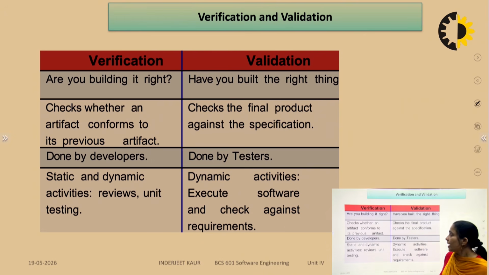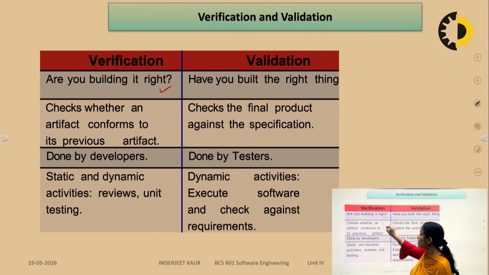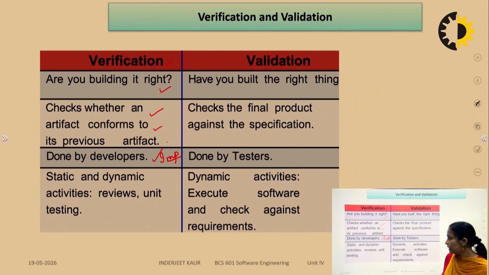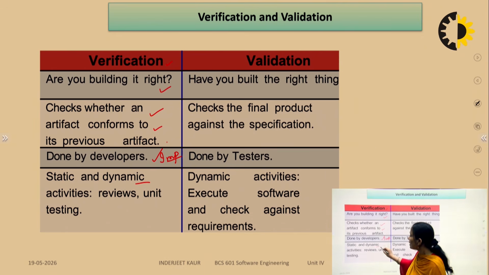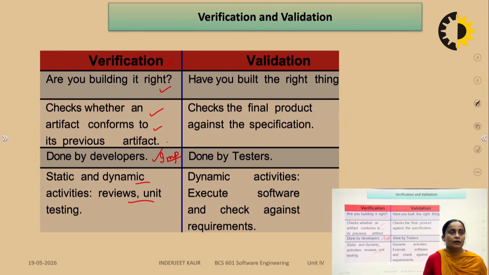As I said, verification asks: are we building it right? We are checking whether an artifact conforms to its previous version, and it is done by the developer. The most important point: who is doing the verification? It is done by the developers. There are various static and dynamic activities, as we discussed in the previous slide. By doing reviews and performing unit testing, we can do the verification.